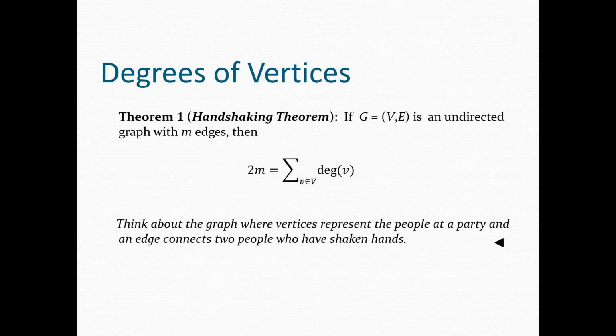Next, theorem number 1. This is a very important theorem in application of graph theory, the handshaking theorem. If G, the set of vertices and edges, is an undirected graph with m edges, then the sum of degree of V over all the vertices is equal to 2 times the number of edges. It can be thought of as a graph where vertices represent the people at a party and an edge connects two people who have shaken hands, right?